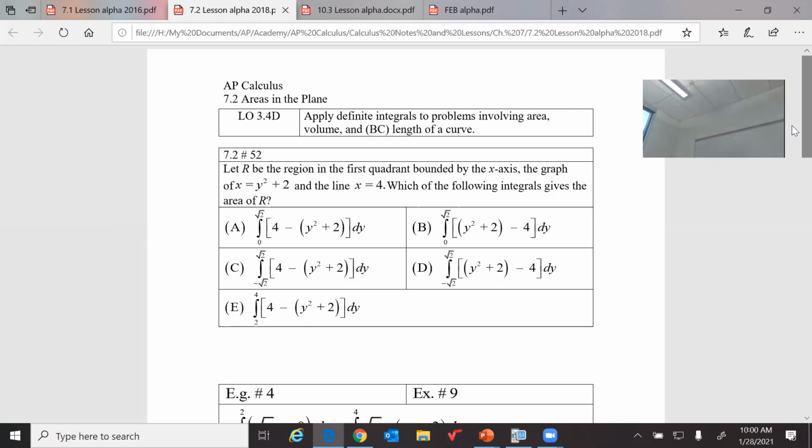Let R be the region, the first quadrant, bounded by the x-axis in the graph, x equals y squared plus 2, and the line x equals 4. Which of the following integrals gives you the area of R?